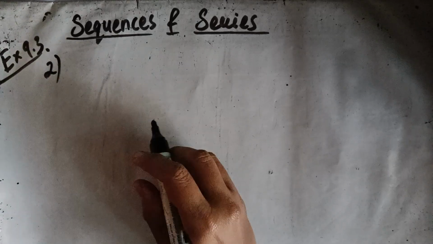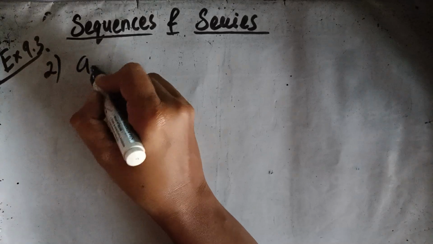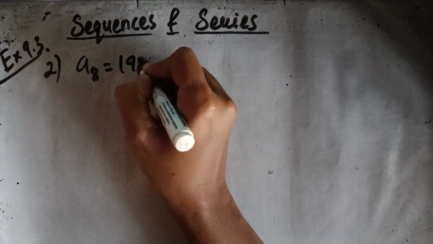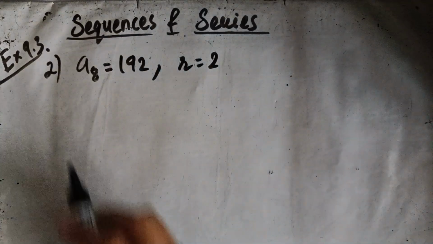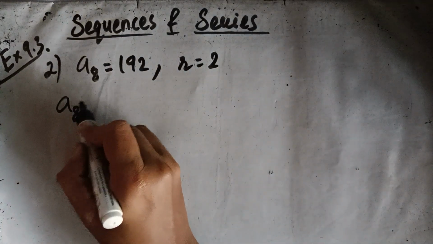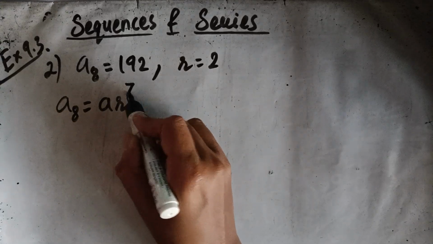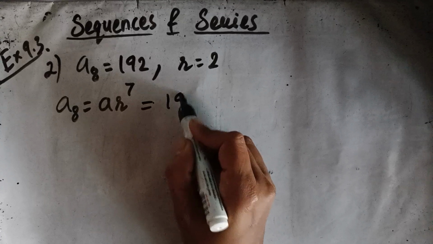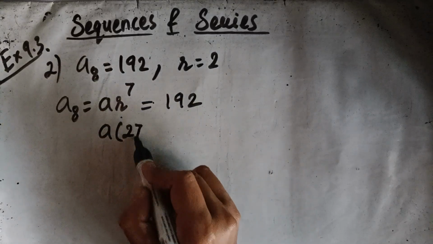Find the 12th term of the GP whose 8th term is 192. So the 8th term is given and the common ratio is given. A8 is given by a r raised to 8 minus 1, that is 7. So this is 192. R is also there, so we can substitute.